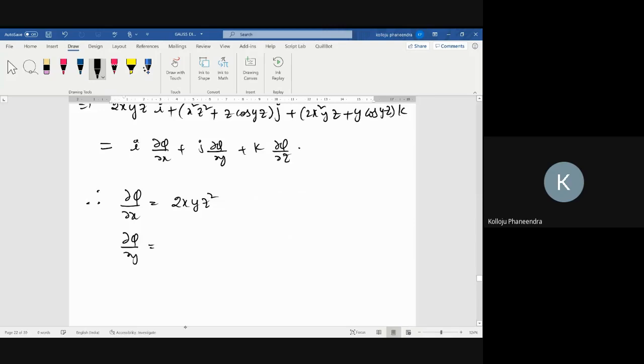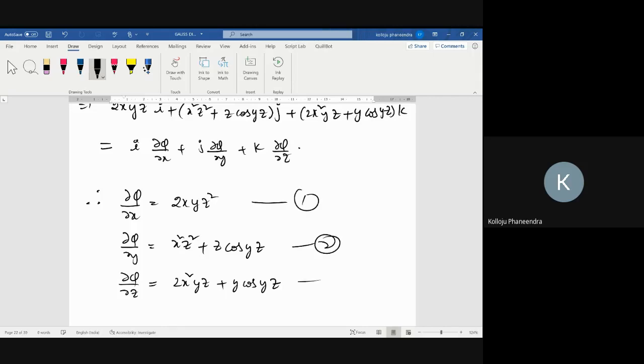Now ∂φ/∂y is what? x²z² + z cos yz. ∂φ/∂z is 2x²yz + y cos yz. Clear? The i component, j component, and k component. Take this as 1, this as 2, this as 3. We need φ uniquely. We need φ uniquely.